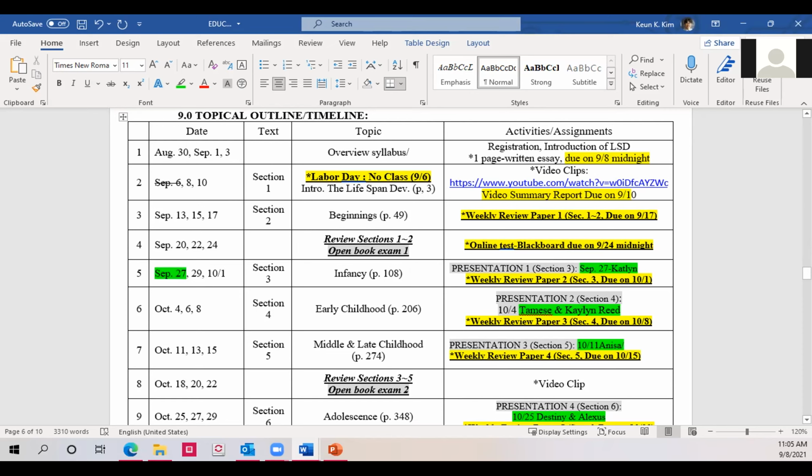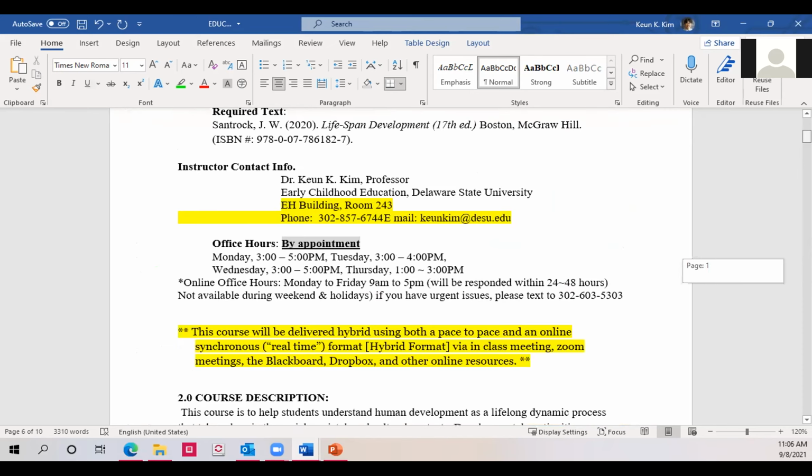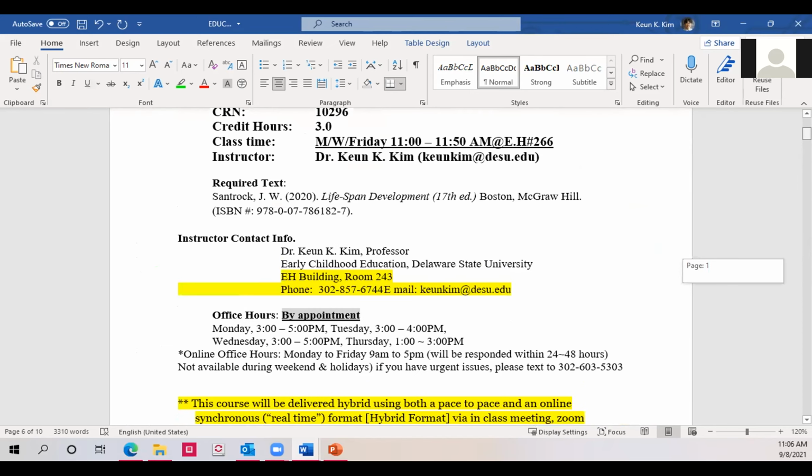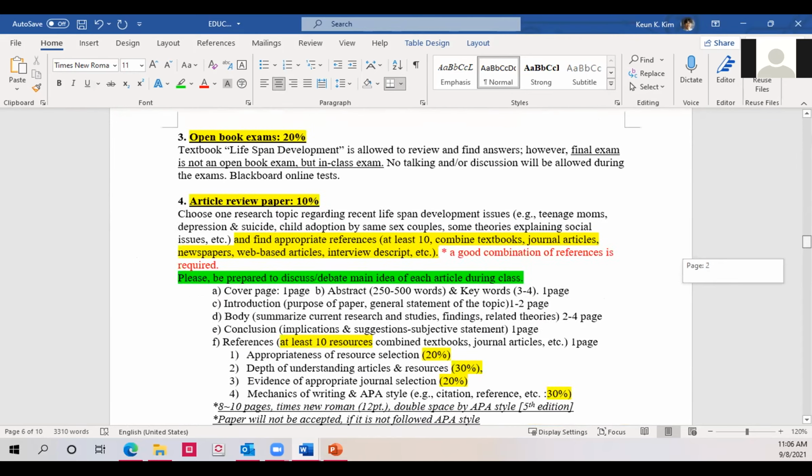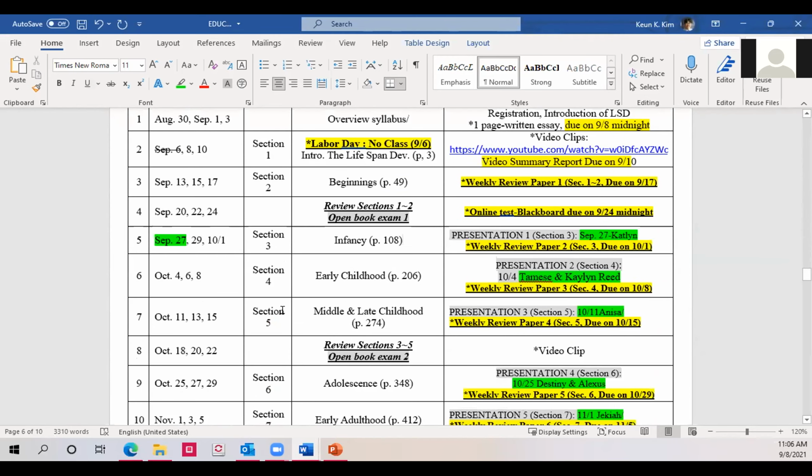Our classroom is EH building 266. We have a first face-to-face meeting in the 5th week, on Monday, September 27th. And Caitlin, you present section 3, infancy.